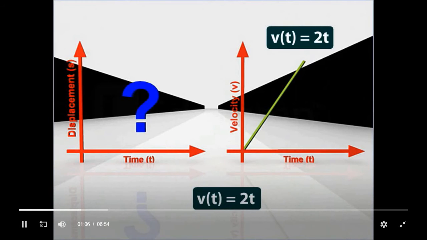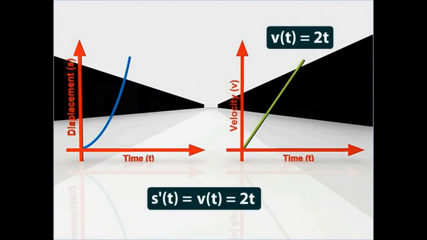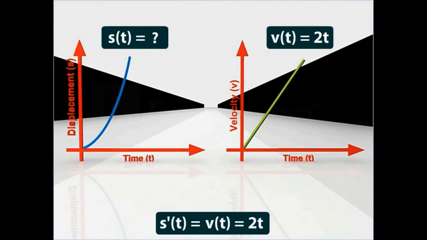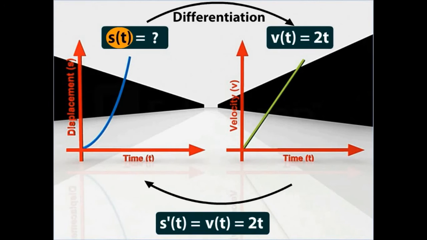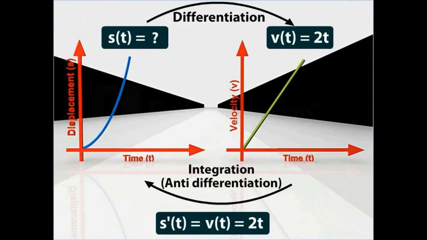Since velocity is the derivative of displacement, to find the displacement, we must define the displacement s of t. In other words, we need to find the function s when its derivative is already known. To do this, we need an operation that is the reverse of differentiation. This inverse process of finding the original function when its derivative is given is known as integration or anti-differentiation.